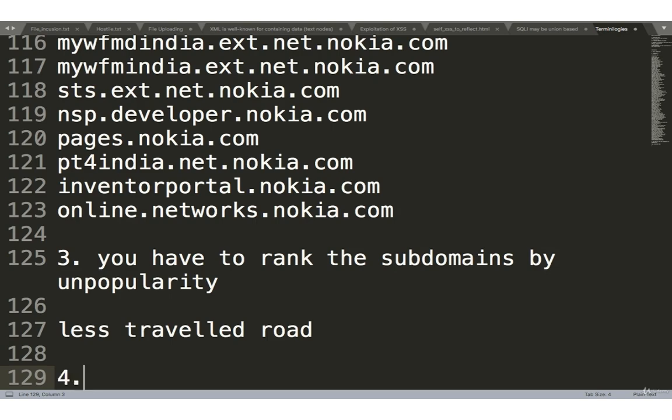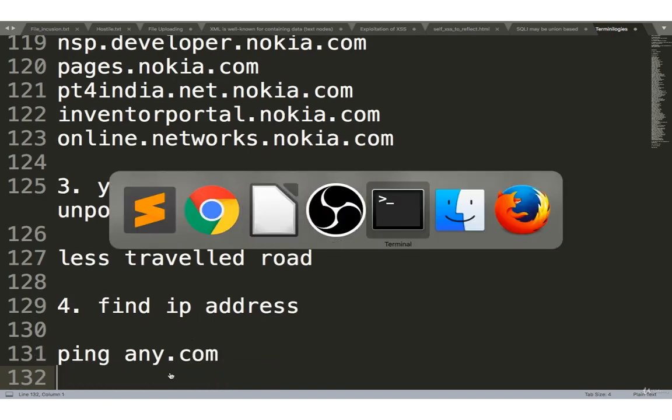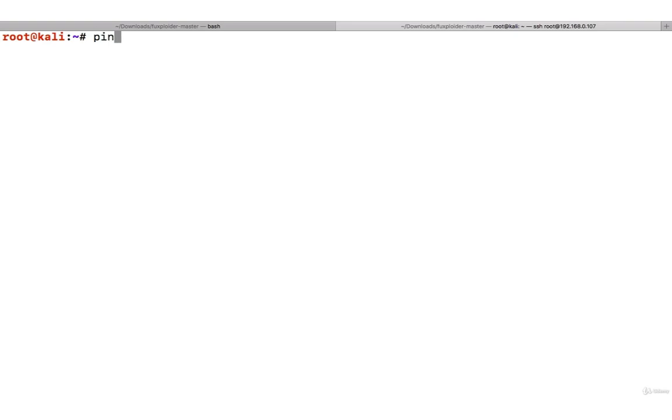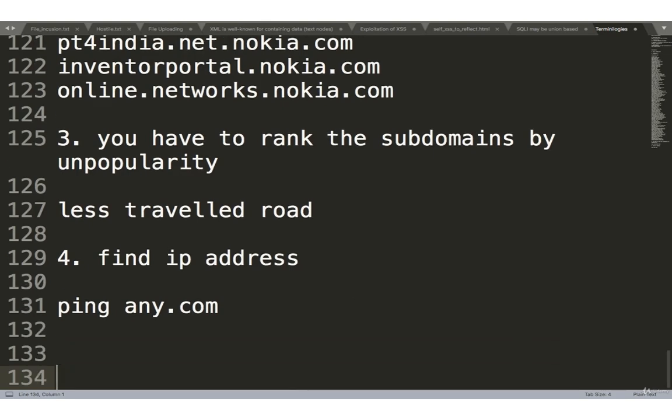The fourth step is to find the IP address of the websites. How to find the IP address? Simple, you can do ping space domain name. So ping space any.com will give you the IP address. For example, see this, ping space nokia.com. That's giving me the IP address of Nokia, 162.13.40.196.